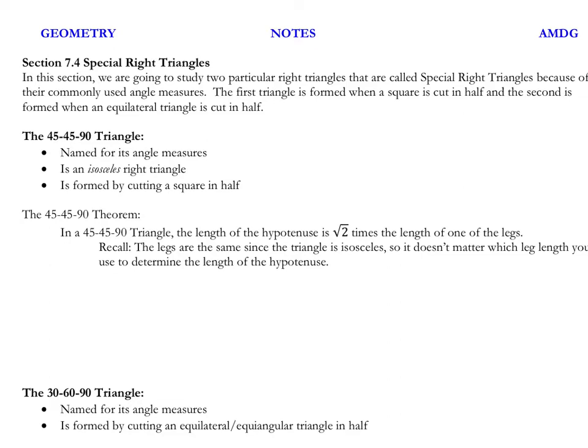So the first one is called a 45-45-90 triangle. It's named after its angle measures. It's an isosceles right triangle. Remember, isosceles means it has two sides that are equal. And it is formed when cutting a square in half. So to draw this, what I'm going to do is draw a square.